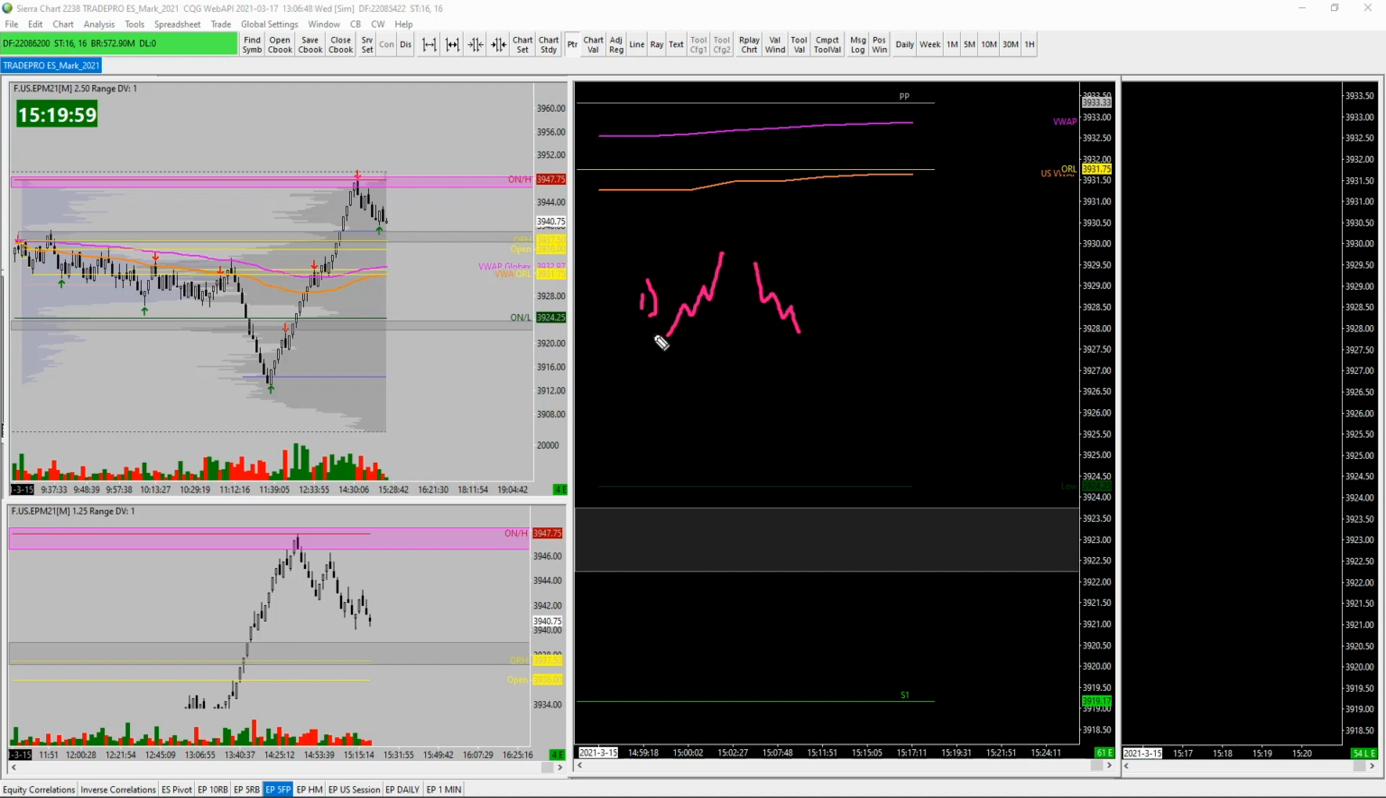And what do I mean by that? Simply higher highs and higher lows in a bull case. In a bear case, lower lows and lower highs. Pretty fundamental stuff. And so that is the first thing that I want to see.